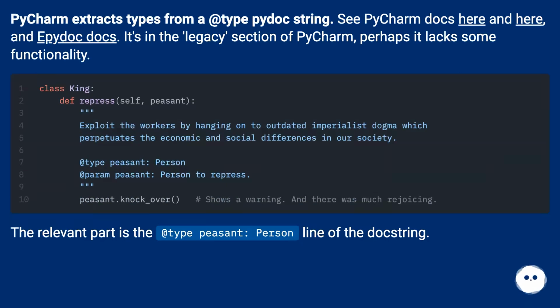PyCharm extracts types from @type in the docstring. See PyCharm docs here and epydoc docs. It's in the legacy section of PyCharm. Perhaps it lacks some functionality. The relevant part is the @type param: Person line of the docstring.